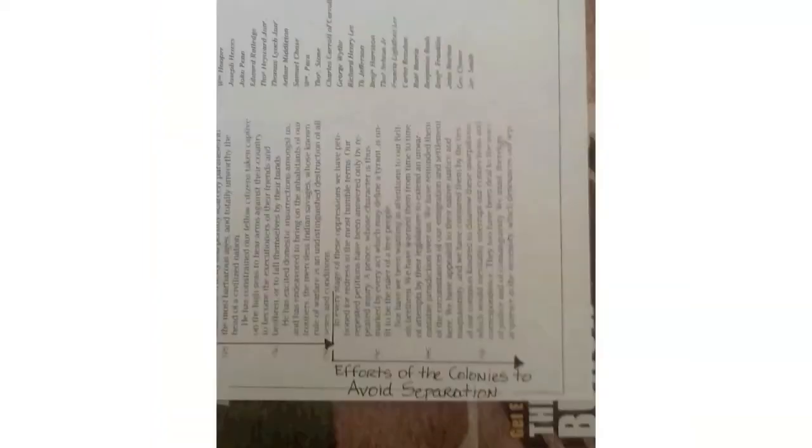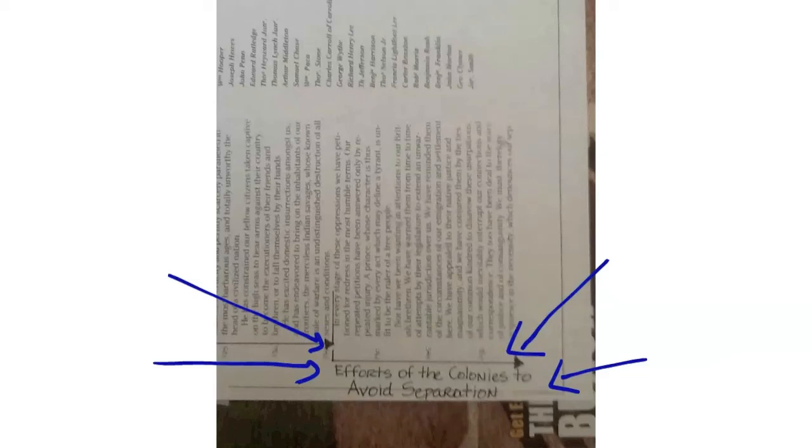And what you're going to do is stop right here at line 155. You're going to stop it right where it says "we." And go back to that first column and write in efforts of the colonies to avoid separation, because this is where the colonists and Jefferson are going to discuss, look at all the things we've done to try to stay together, and yet we weren't able to do so.